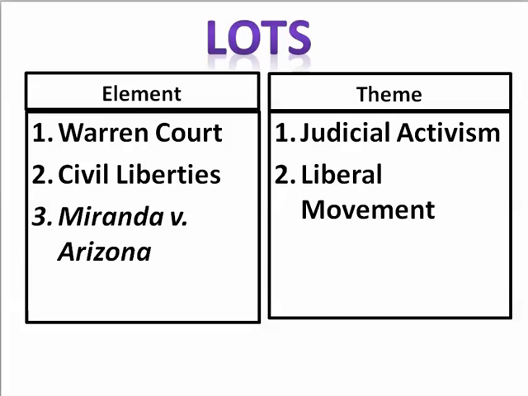So our elements are the Warren Court. We're going to describe it. Civil liberties, what are those? Are expansion of rights of individuals. And then the case Miranda versus Arizona that is decided in 1966. And the theme is judicial activism in the liberal movement and the expansion of civil liberties and individual rights.